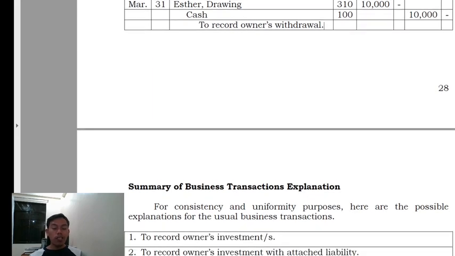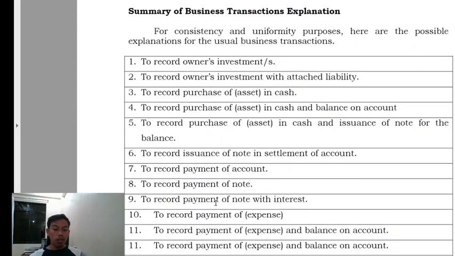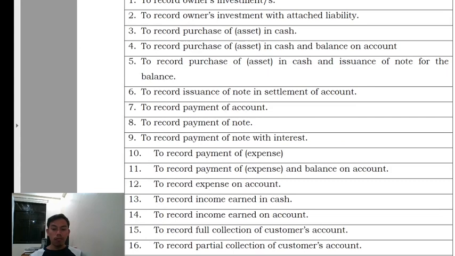Now, for our classroom purposes, for consistency and uniformity, gagamit tayo ng possible explanations. Sundin natin lahat yung explanations na yan. So, pwedeng, yan o. To record owner's investments. To record owner's investment with attached liability. Kung may utang yung ininvest niya na asset.